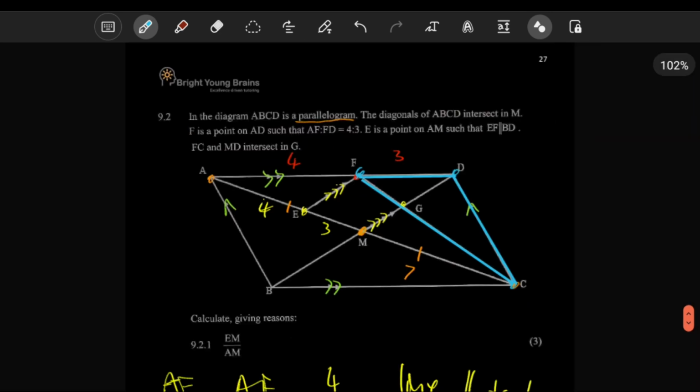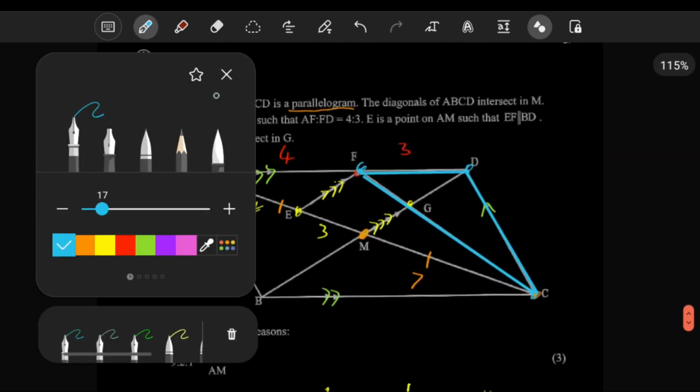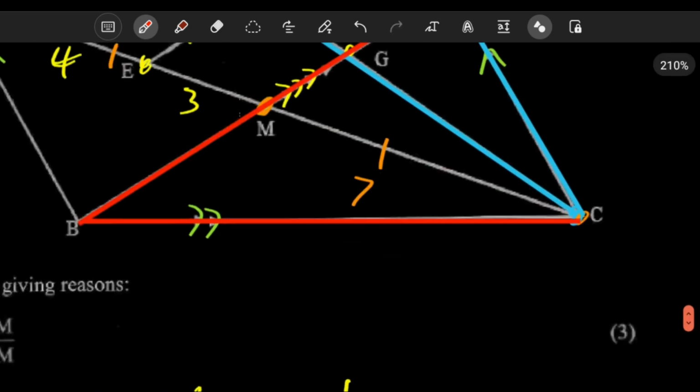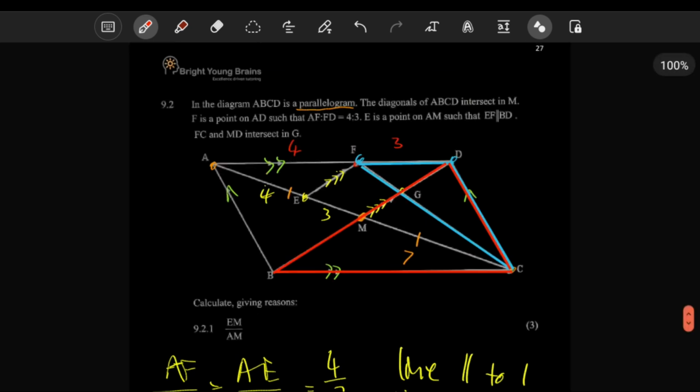So this is the one triangle, FDC. The other one is BDC. Where's BDC? Probably gonna get a new color for it. So you have that line over there, you have this line over there. Why is this not connected? Don't take them both, just take one of them. There we go. Okay, these are the two triangles they're talking about.